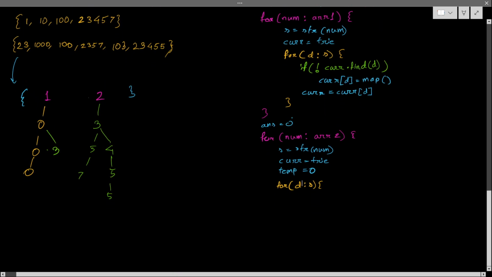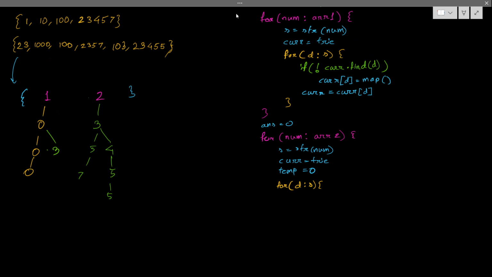Now what am I checking? If the digit is present here, I'll increase my temp value and go to the next level. Let's do it one by one. If the digit is not present, there's no need to keep checking. Let's say in the first array, 1, 2, 3. Is 1 present here? Yes. Is 2 present under 1? No, not present, which means later digits will not be present either.